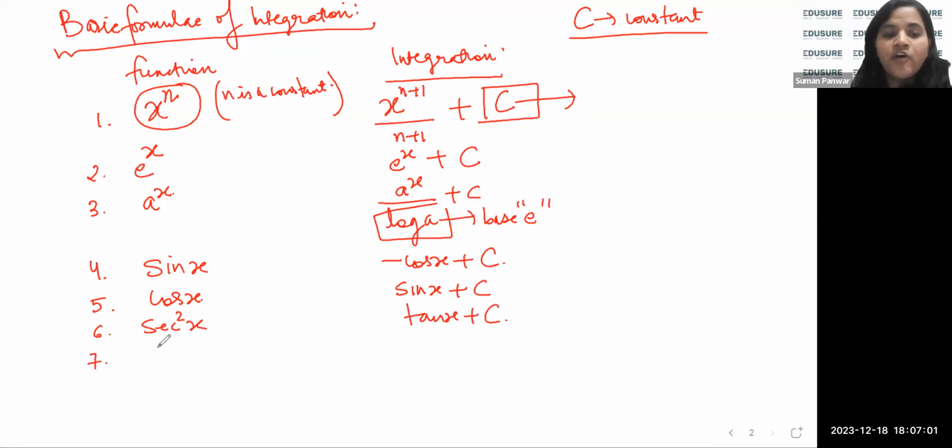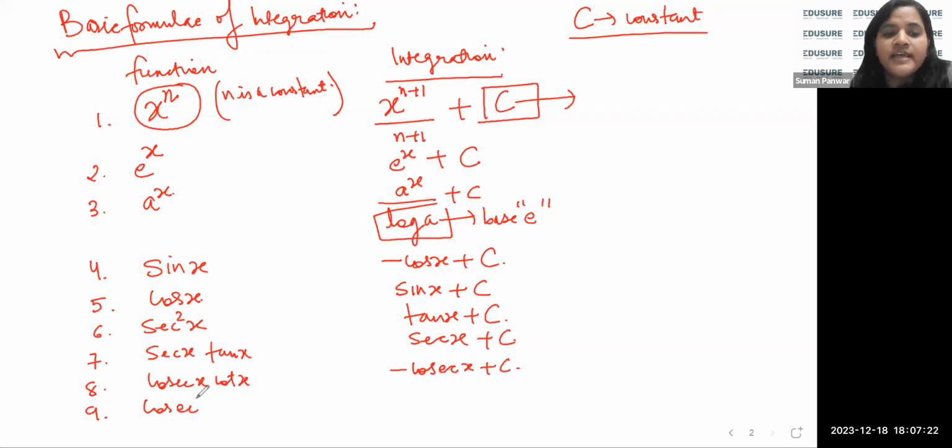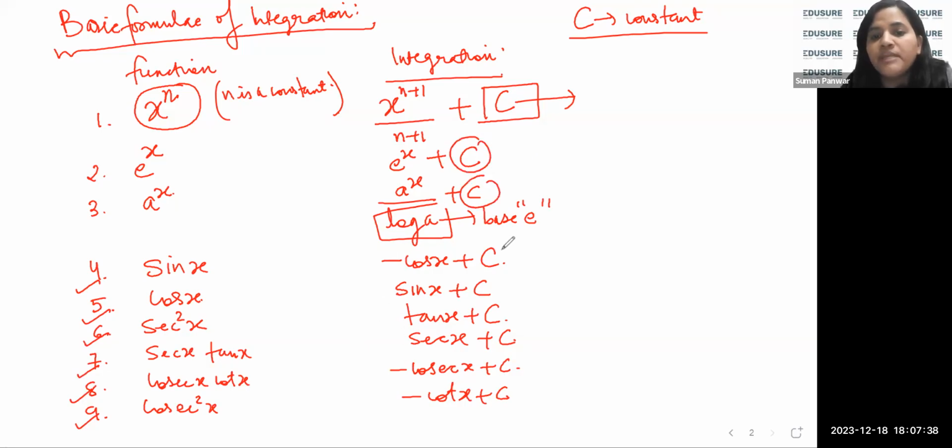7. Integration of sec x tan x is sec x plus c. 8. Integration of cosec x cot x is minus cosec x plus c. 9. Integration of cosec square x is minus cot x plus c. So we have 1, 2, 3, 4, 5, 6. These are very important. These are directly asked in the examination. So we must know these. And I will explain what you mean by the constant.